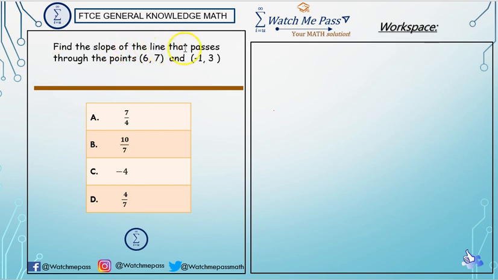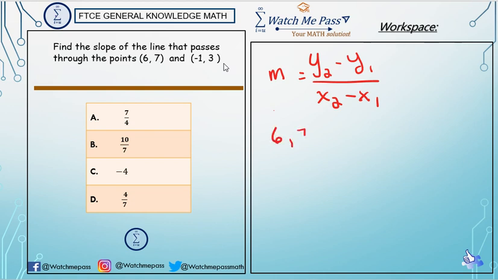Find the slope of the line that passes through the points (6, 7) and (-1, 3). To find the slope, given 2 points, we use the formula y2 minus y1 over x2 minus x1. The variable m stands for slope. So I recommend writing your points down. We have (6, 7) and (-1, 3).